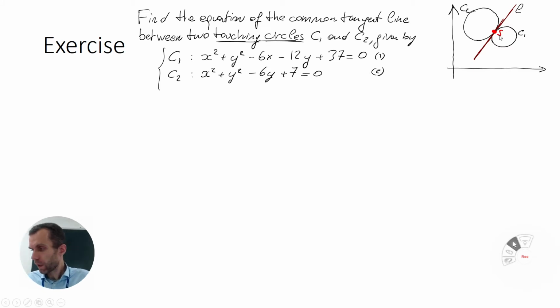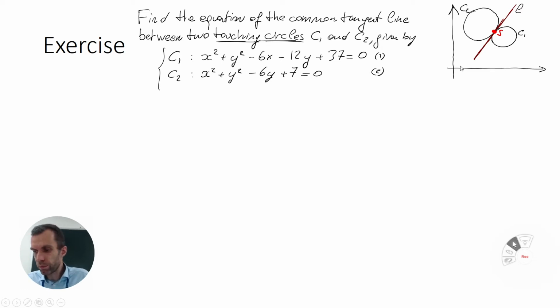And we also know that at the point where they meet, they have a tangent line. So that line is basically running and touching both circles C1 and C2. And we're asked to find the equation for that line given the equations of the circle. So there's not a lot that we know other than these equations, so we'll have to proceed in several steps.